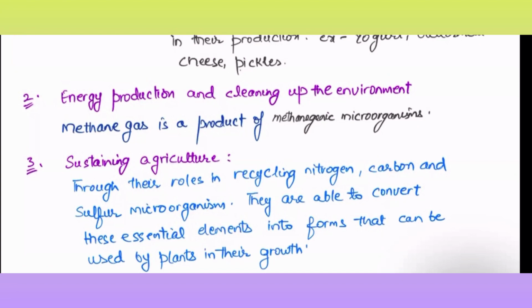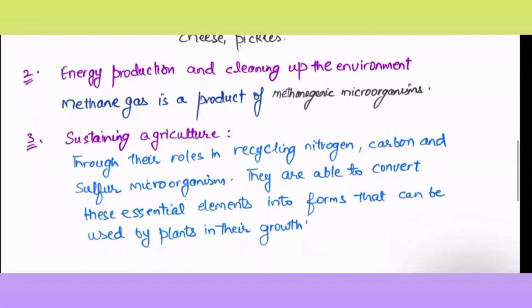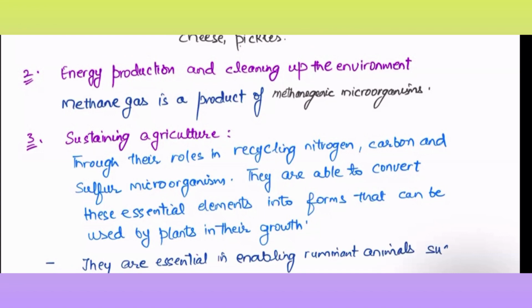In fact, they have so much of a role that cows are able to digest cellulose only because of the microbes. So I'll write that point also here. They are essential in enabling ruminant animals. What are ruminant animals? Ruminants are like cow, buffalo, sheep.